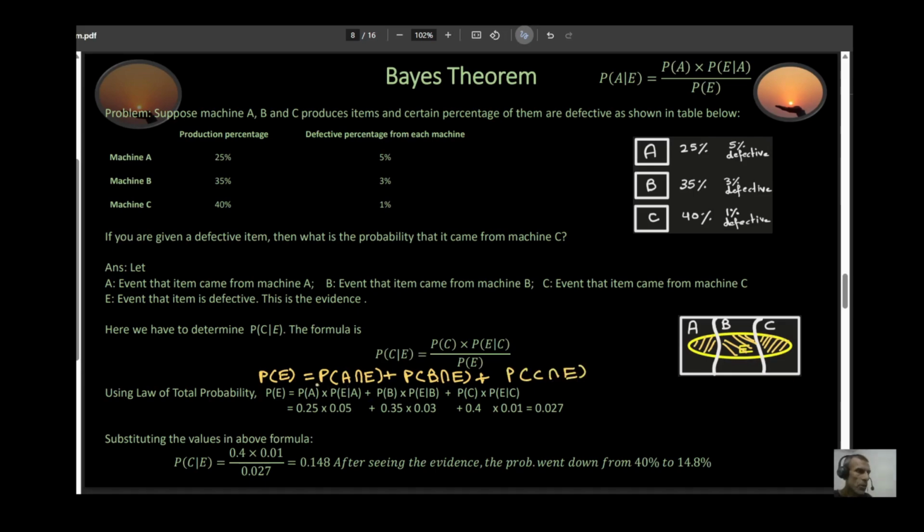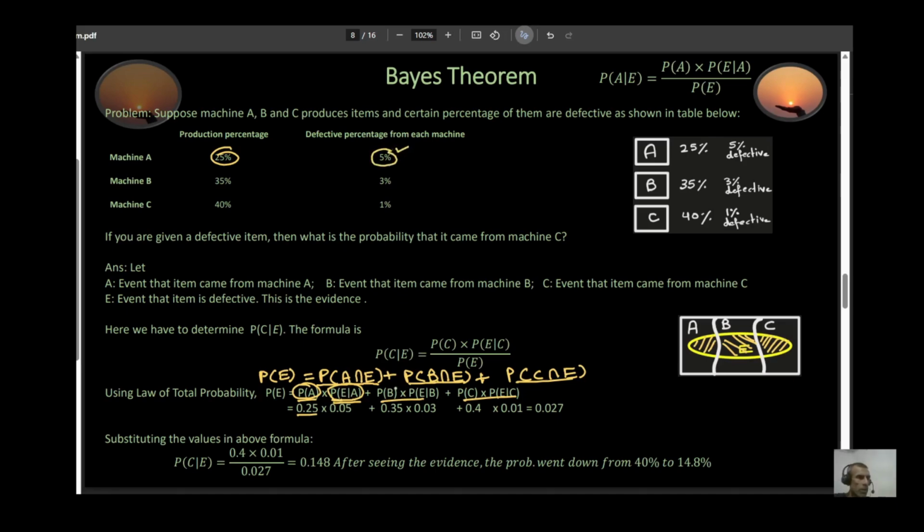Now I can substitute values for each one of them using my multiplication rule. So applying your multiplication rule to the first one, you get P(A) times the probability of E given A. Same thing with the second and the third terms. All right, now let's calculate the probability of A. The probability that the item came from A is 25%. That's given to me right here. Now this one, the probability of E given that your item came from A, is 5%. That's also given to me right here.